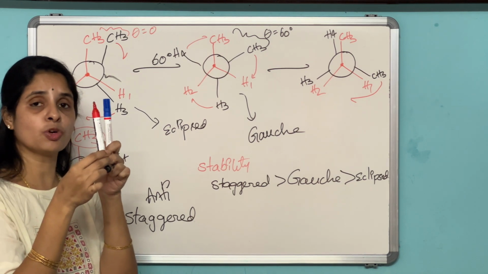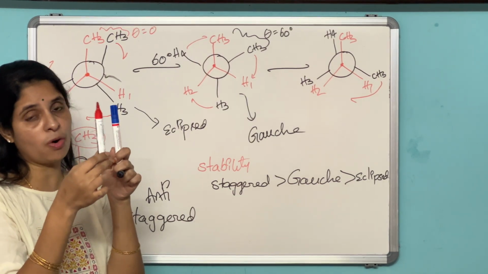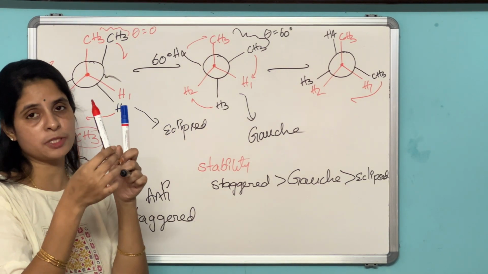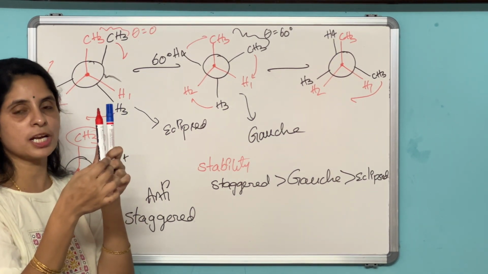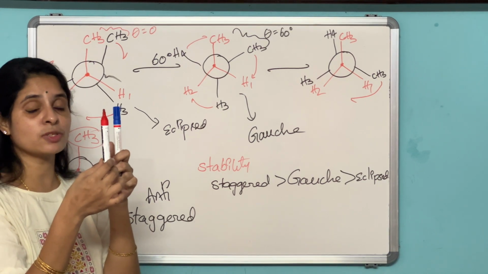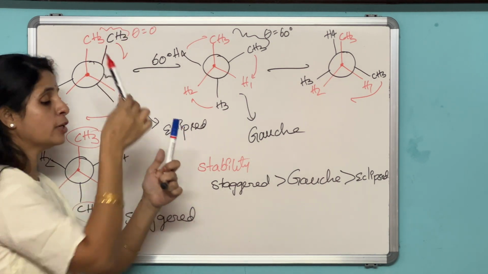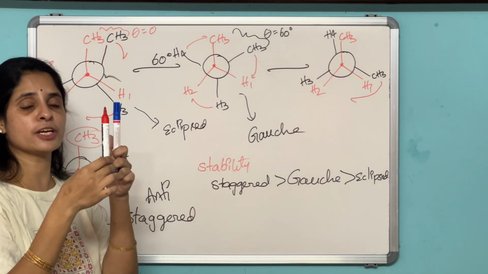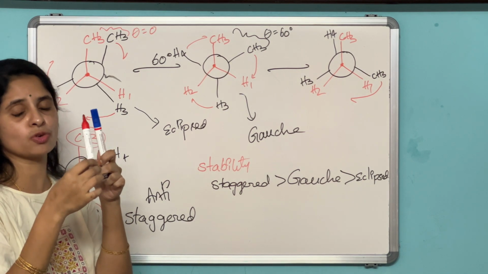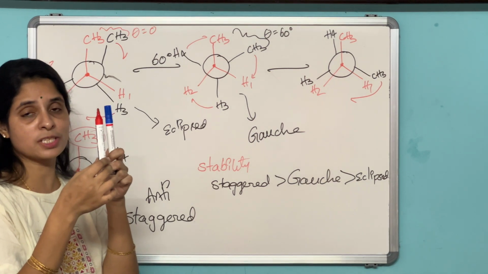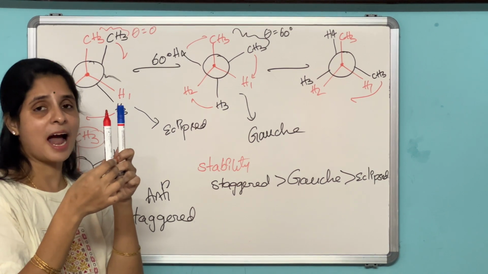So here two bulkier groups are close. This is true in the case of ethane also. Why is the eclipsed form less stable? Because of high repulsions. But in ethane there are no such high repulsions. Here, compare hydrogens and methyl groups: methyl groups are large, bulkier groups compared to hydrogens. When two large bulkier groups are spatially close to each other, van der Waals forces of repulsion exist between them. Because of these high van der Waals repulsions, the energy increases and the stability is less.